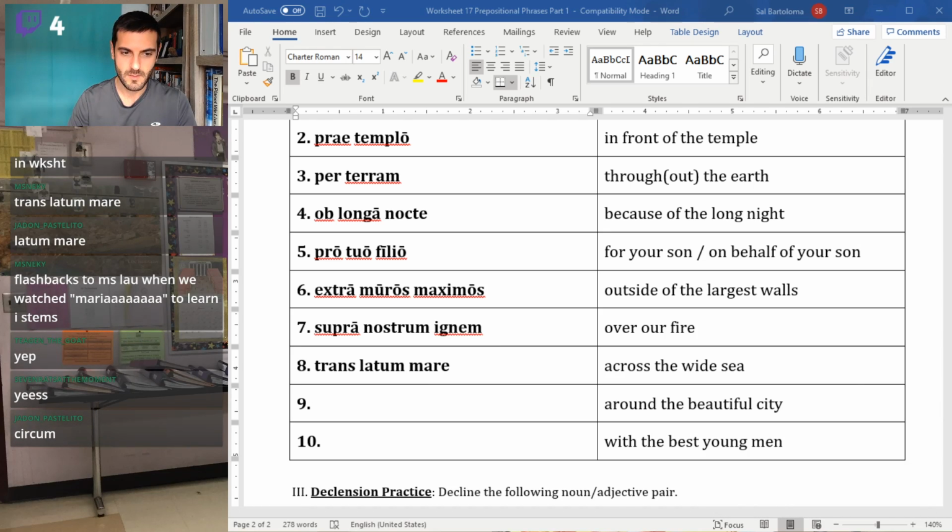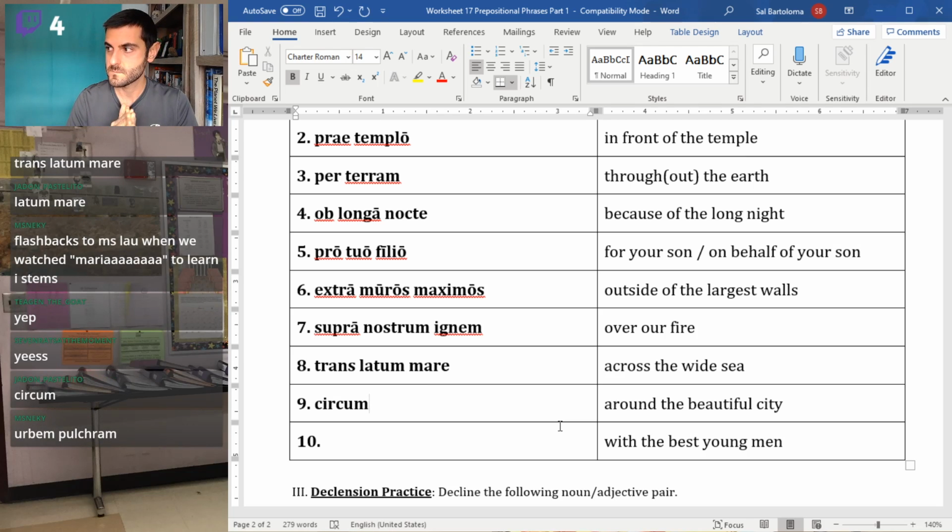Circum. So circum is a preposition for around, like a circle. And it takes the accusative case. So I need beautiful city in the accusative. Urbem. And since city is feminine, pulchrum. Mark, why do those two words not have the same ending?